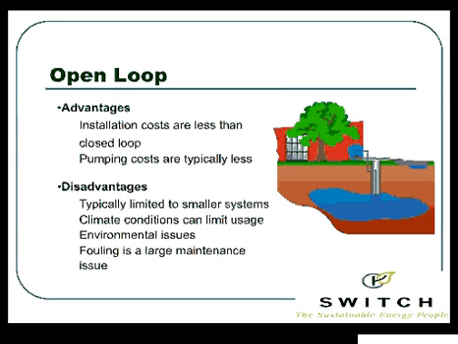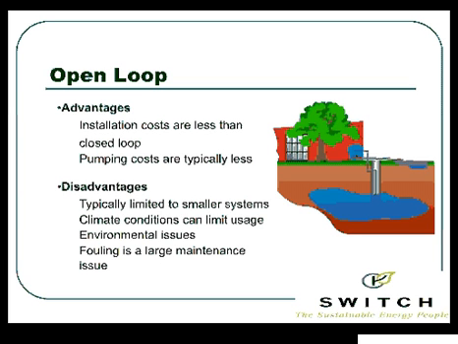So first was that open loop, right? Open loop, the advantage: lower installation cost than the closed loop. Okay? Pumping cost. So the pump is smaller. That first cost of the pump is smaller. That operating cost on the pump is smaller, uses less electricity. Okay? Disadvantage: typically a smaller system, because typically we're dealing with a limited water supply.